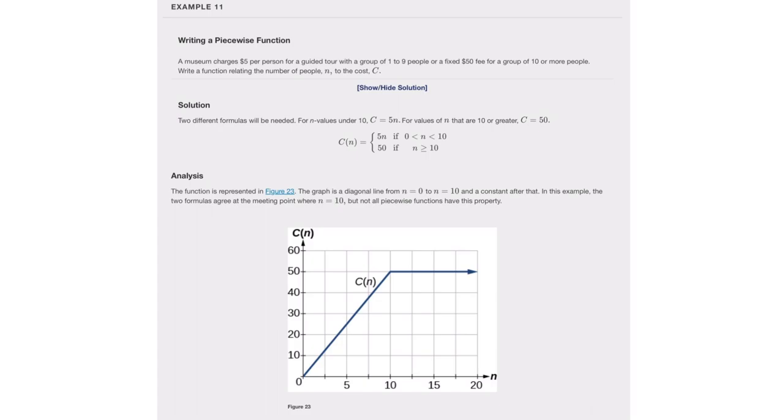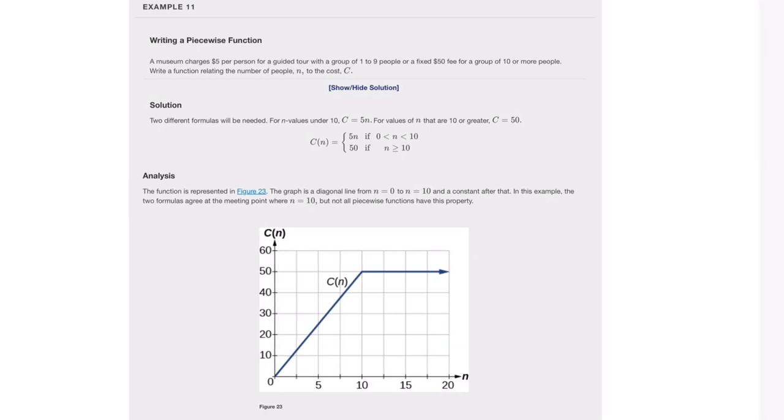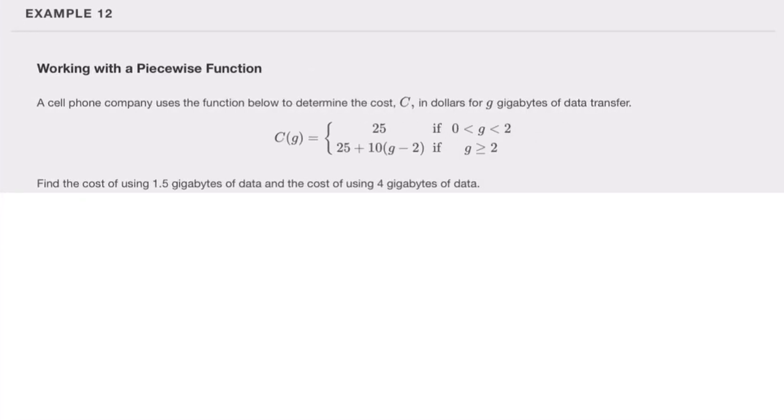A cell phone company uses the function below to determine the cost in dollars for gigabytes of data transfer. Find the cost using 1.5 gigabytes of data and the cost of using 4 gigs. If we use 1.5 gigs, that applies to the first line because 1.5 is between 0 and 2. So the net cost is $25. The cost of using 1.5 gigs is $25.